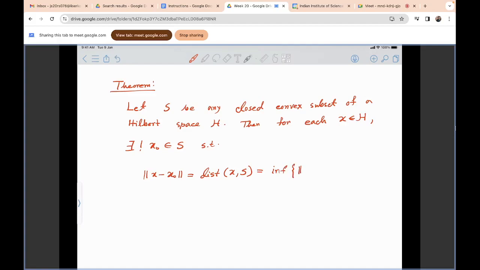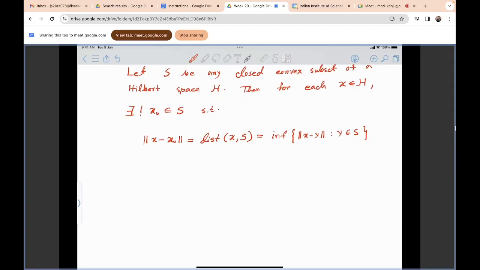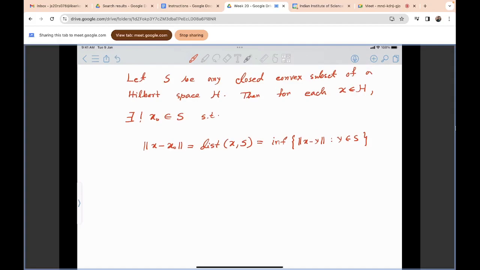That is, the infimum of all such norms of x minus y, where y is in S, is attained where x naught is the orthogonal projection of x onto S. So it is saying that the distance is attained where it is the orthogonal projection. So x naught is the unique closest point.